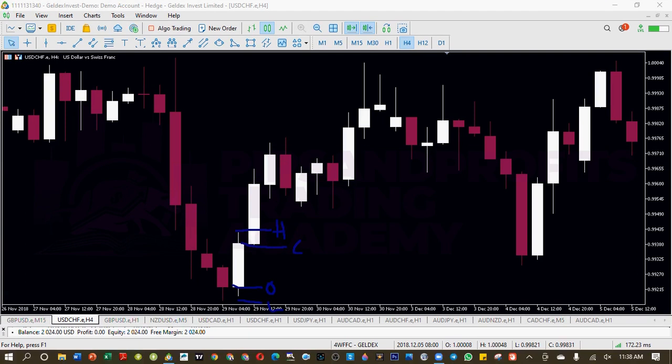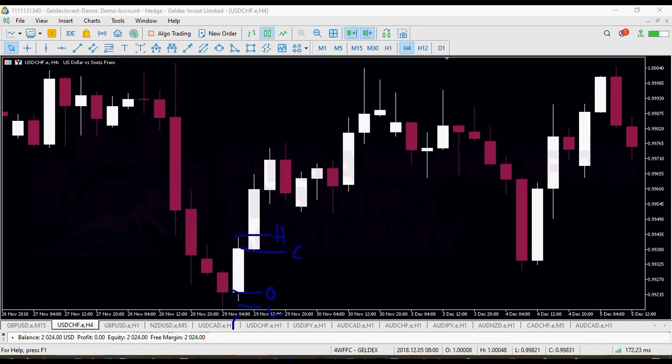Now we are saying that from the opening to the close is the body, and then from the opening to the low, we have what we call a wick. I know that after we are done with the bullish, the bearish wouldn't be difficult. And then from the high to the close, we are having another wick.